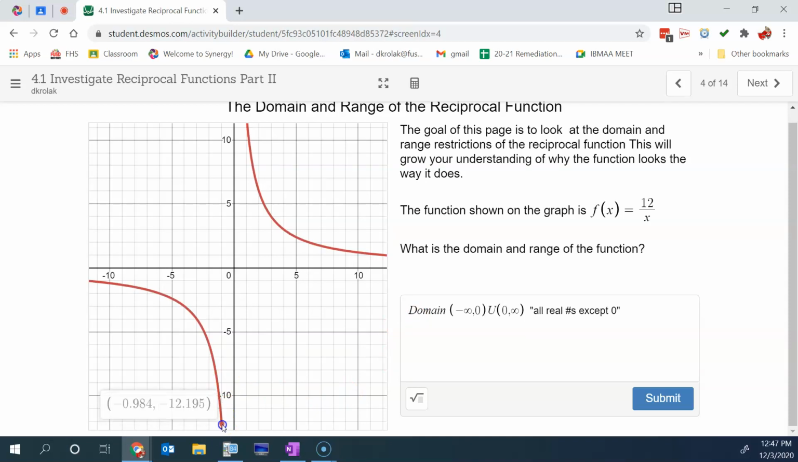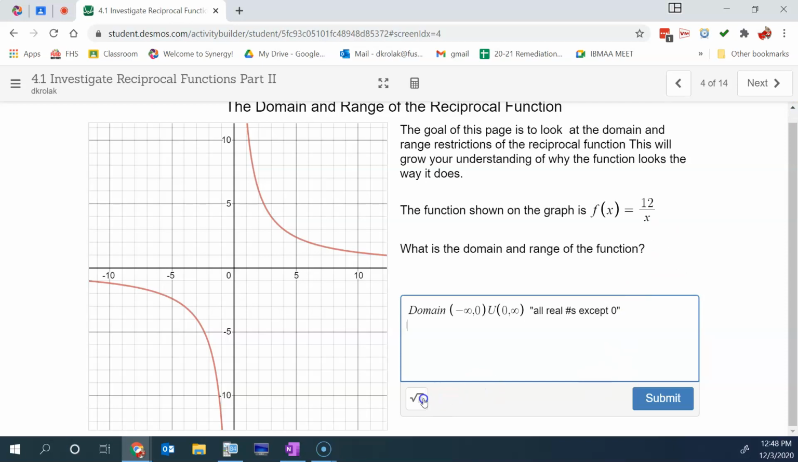So the lowest y value on this graph, well, there isn't one. Now I'm looking at the y values. Right now I'm at negative 12 because I'm limited by the edge of the graph. But I could go as far down as I wanted to. And then as I come upward, the y value is getting closer and closer to 0 and not reaching it. So my range is going to be written the exact same way.